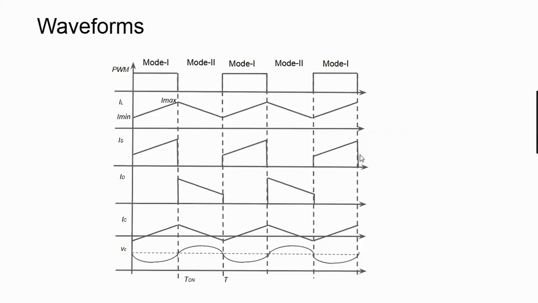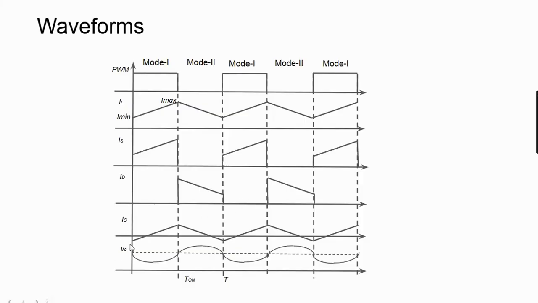The waveforms for the buck converter during mode 1 and mode 2 are depicted here. The first one is the PWM waveform. The second one is the inductor current waveform, which varies from I minimum to I maximum. The third one is the switch current, which is equal to the inductor current during its on condition and equal to 0 during its off condition. The switch current and the source current are the same here. Then the diode current is equal to the inductor current during mode 2 and equal to 0 during mode 1.